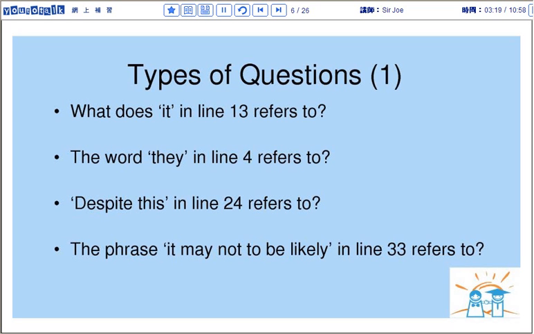If you have a look, every question has "refers to." What does "they" in line 4 refer to? As you can see here, it all asks what the pronoun or the phrase, it, they, this, refers to. So these types of questions are called referencing. So you refer back to the text on what these words mean or imply.